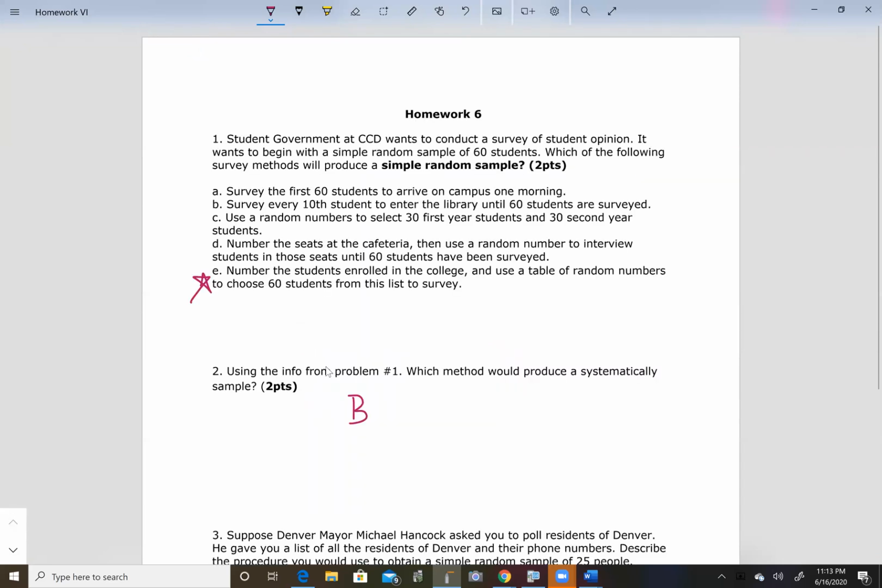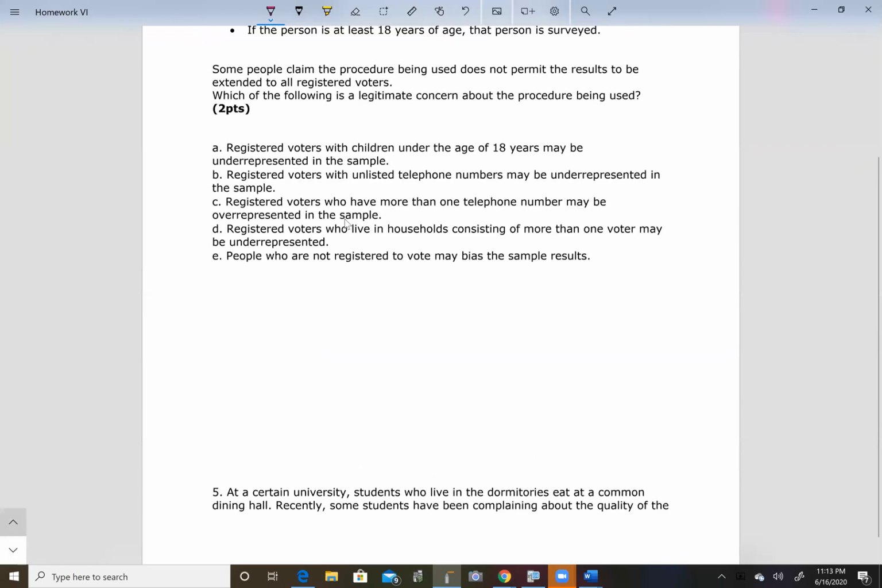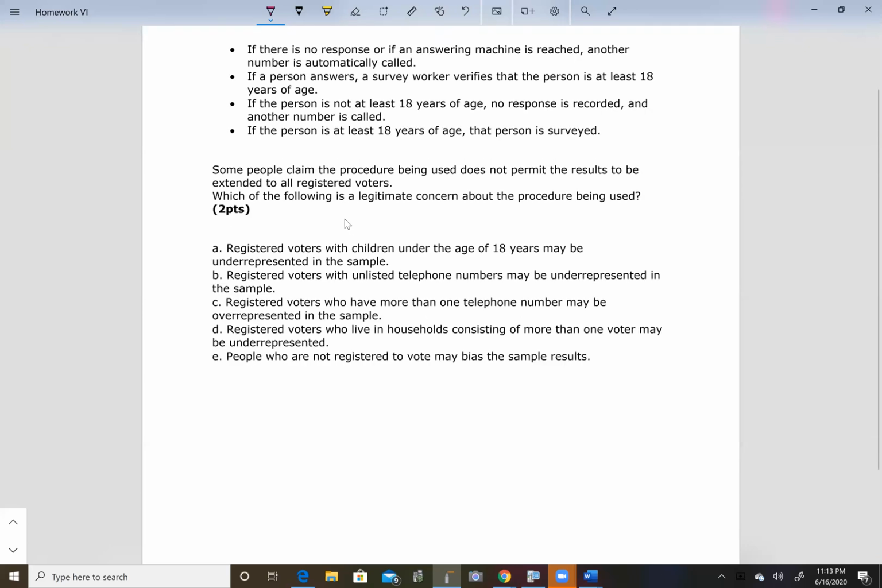Let me go back here. The firm has automated its sampling so that random phone numbers within the United States are called. Each time a number is called, the procedure below is followed. If there's no response or if an answering machine is reached, another number is automatically called. If a person answers, a survey worker verifies that the person is at least 18 years of age. If the person is not at least 18 years of age, no response is recorded and another number is called. If the person is at least 18 years of age, that person is surveyed.